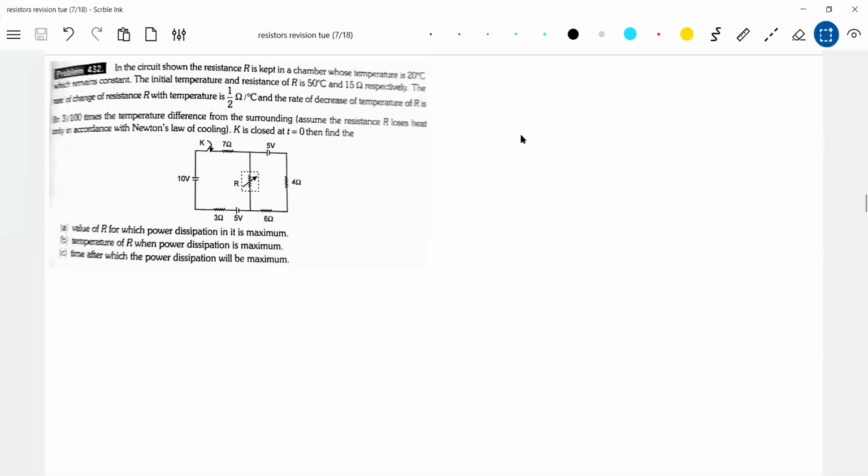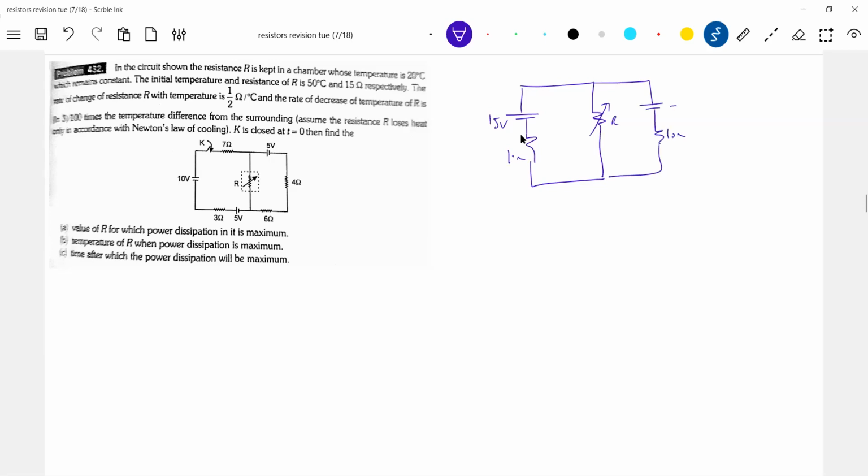There are cells here, no? So 10 plus 5, 15 volt, and here 10 ohm is there. So what is the equivalent? It should be 15 volt, and here 10 ohm will come. This is R. Here 5 volt, and this will be 10 ohm. It is asking the value of R for which power dissipation in it is maximum. What will be the value of R?